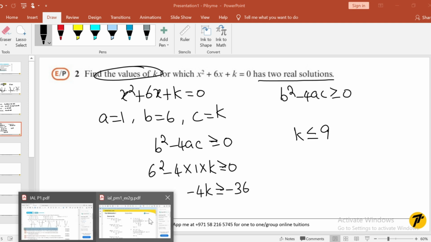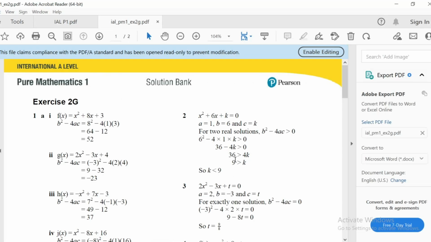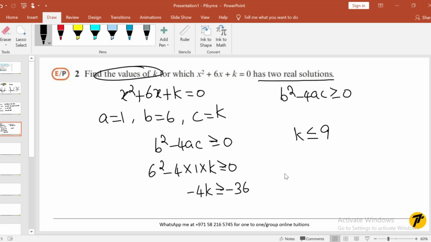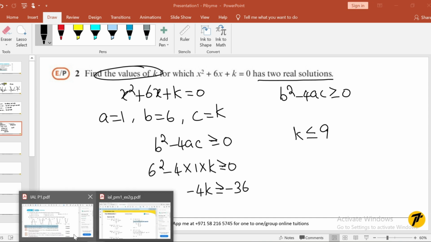Let me look at the marking scheme now. For question number 2, k is less than or equal to 9. Though they have used b squared minus 4ac is greater than 0, I would suggest you use greater than or equal to 0.